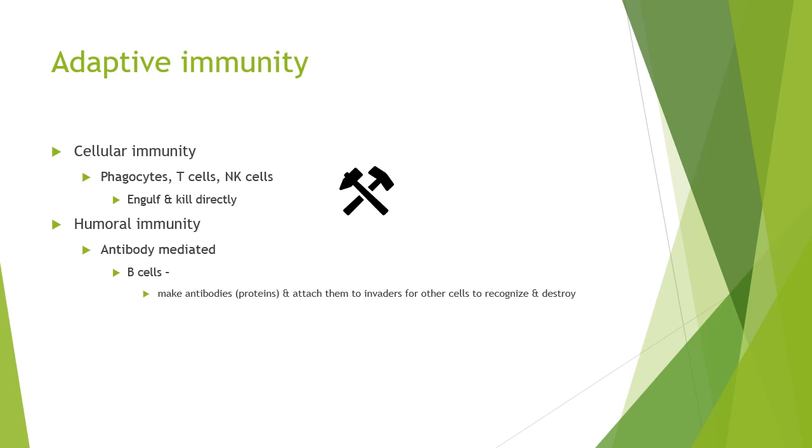Adaptive immunity, which is longer acting, you've got cellular immunity. So those are your phagocytes, T cells, and natural killer cells. Their job is to engulf and directly kill invaders. And then humoral immunity, that's your antibody-mediated response, most notably your B cells. They make antibodies and attach them to invaders for other cells to recognize and destroy.